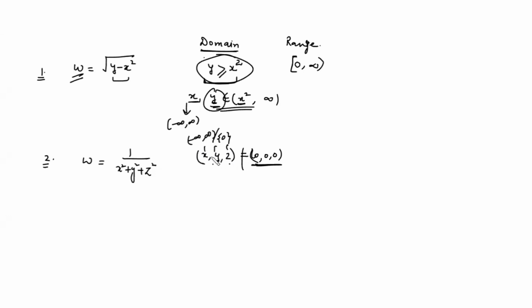So x is from minus infinity to infinity, excluding 0, but all three should not be 0 simultaneously. If any 2 of them are 0, one non-zero is fine, because in that case this value will become some non-zero value, right? If one of them is non-zero. Yes, ma'am. And what will be the range set? 0 to infinity, open bracket on both sides. Yes, open bracket. 0 is not included over here.